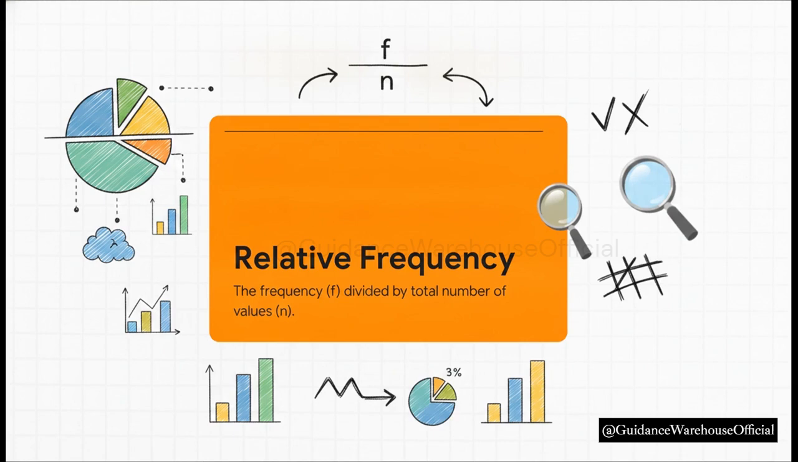If you want to find the relative frequency, let's call it RF, you use a super straightforward formula. You simply take the frequency of an observed value, that's F, just the number of times an answer occurs, and you divide it by N, which is the total number of data values in your entire sample.